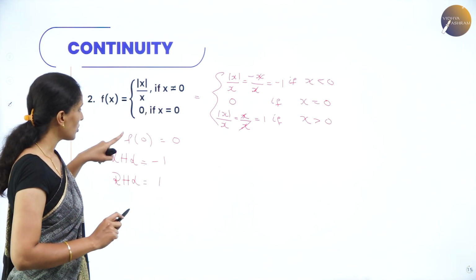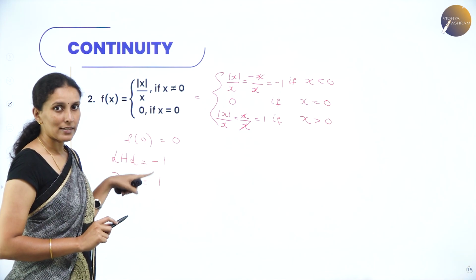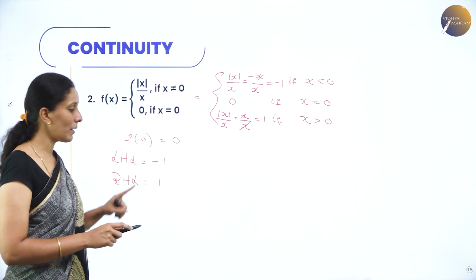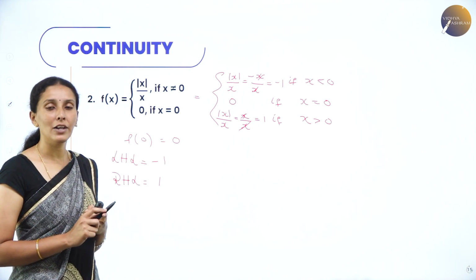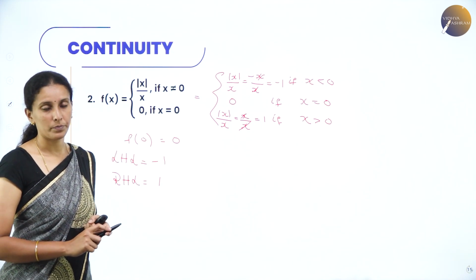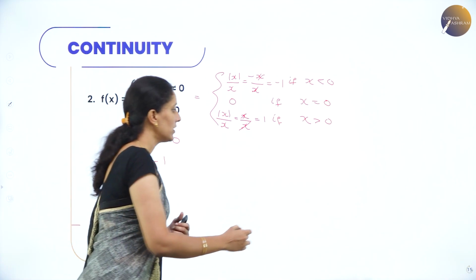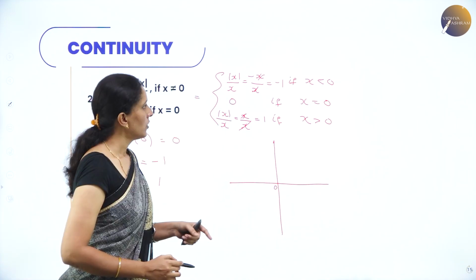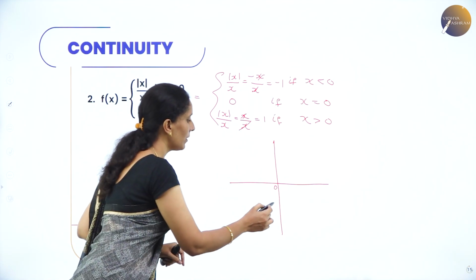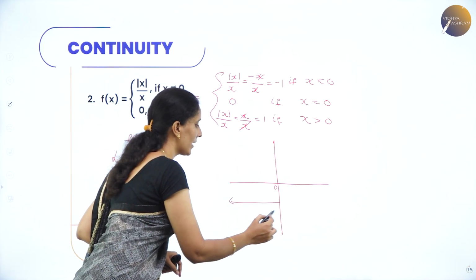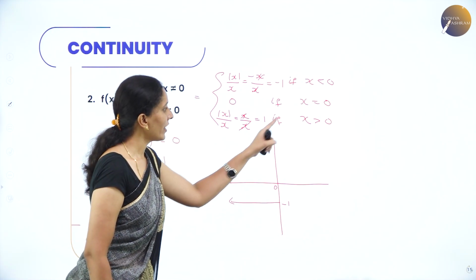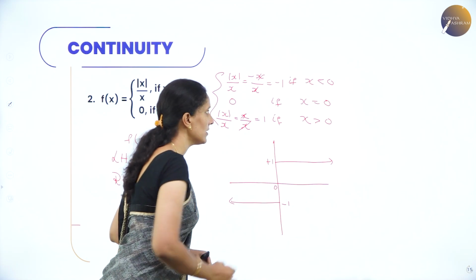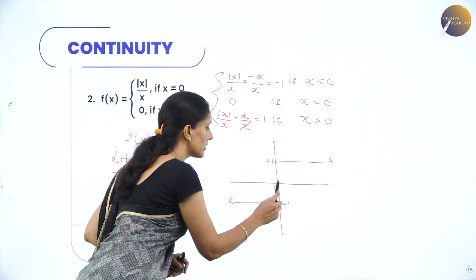Clearly you can see the function is not continuous, because the left hand limit as well as the right hand limit are not one and the same, and it is not equal to the value of the function also. So if you draw the graph for this function, if this is 0, then for x less than 0 the value will be equal to minus 1. It will go on like this. So this is minus 1. And for x greater than 0, the value will be equal to plus 1. So this goes on like this. And for x equal to 0, this is 0.